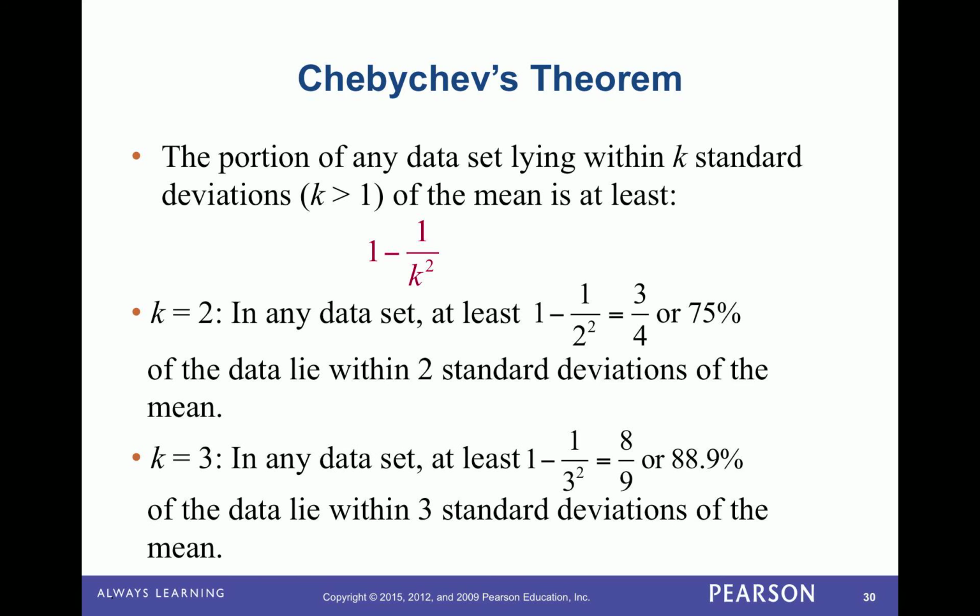Let's say 3 standard deviations, because k represents 3 standard deviations. So it would be 1 over 3 squared, which is 1/9. So that's 1 minus 1/9, which is 8/9, and 8/9 is approximately 88.9% of the data lie within 3 standard deviations of the mean.